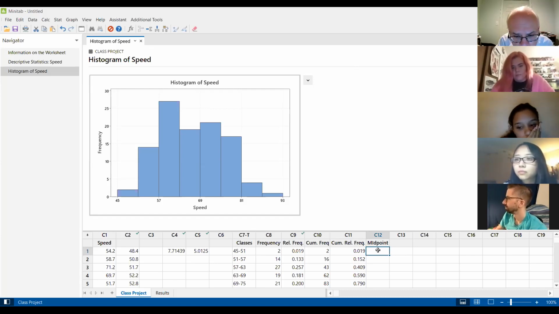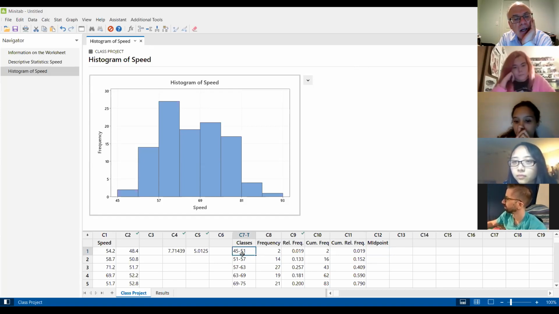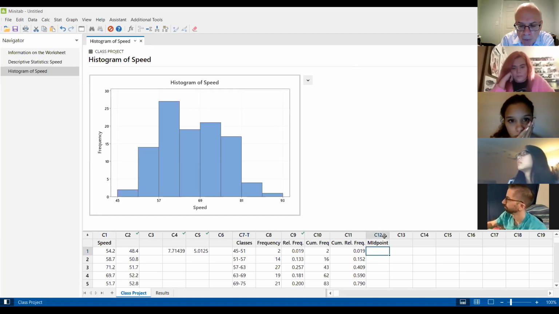This is a text thing here. It's not going to treat 45 and 51 as numeric values. So you basically will have to find the value that's exactly in between. The way to figure it out is to find the difference between these two numbers, which is 6, and divide it by 2, which is 3, and add it to the beginning value. So that would be 48.